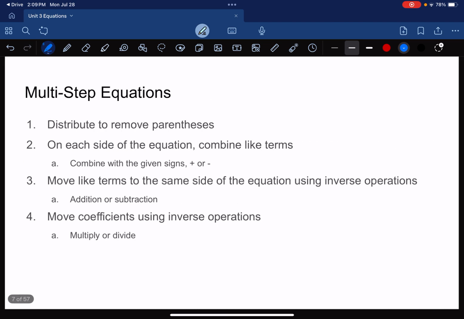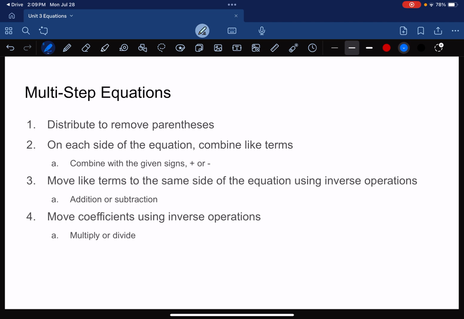All right. So multi-steppers. What if you have more than just 2 steps like those were? We always want to distribute to remove parentheses first. Then on each side of the equation, you're going to combine any like terms, just like we did last unit. That's why we worked on that unit, so we can combine like terms in these more complicated equations. So you're going to combine with the given signs, whether it's a plus or a minus to the left, just like we've been talking about.